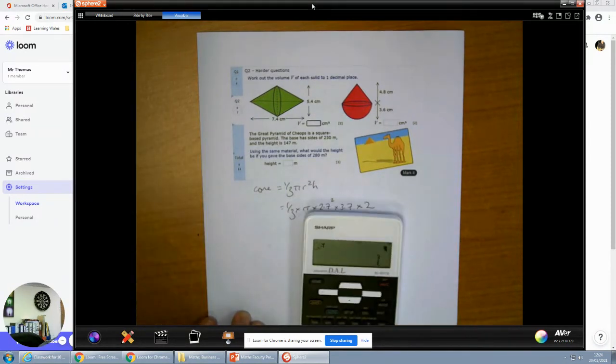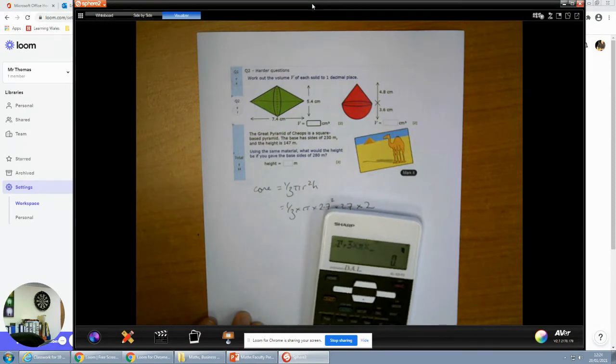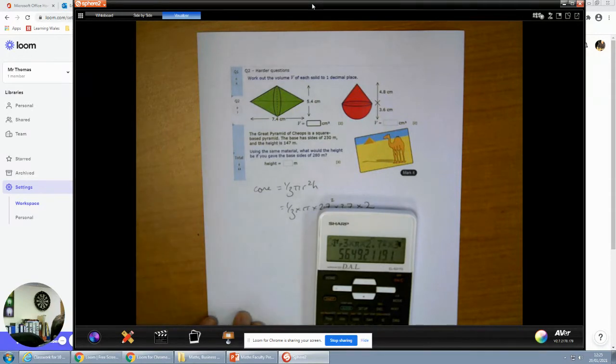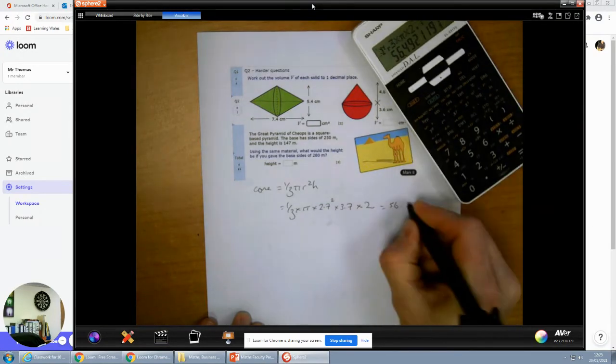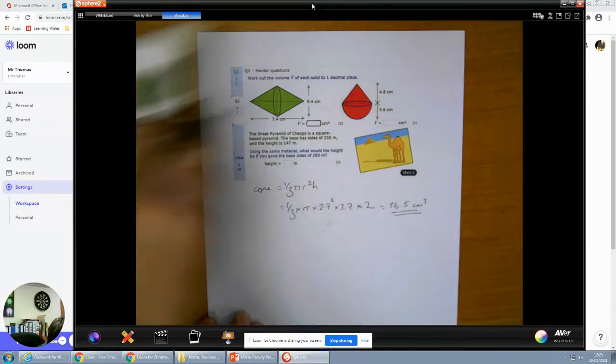What we got? 1/3 times pi times by 2.7 squared times by 3.7, and then times it by 2 because there's 2 of them, and that's what it says. And they want it again to 1 decimal place, so for me that's 56.5 centimeters cubed, no problem.